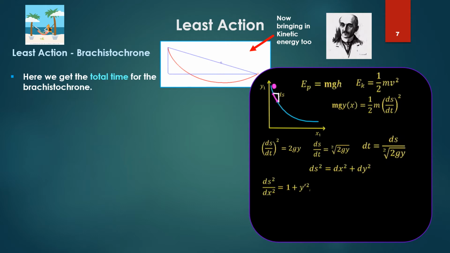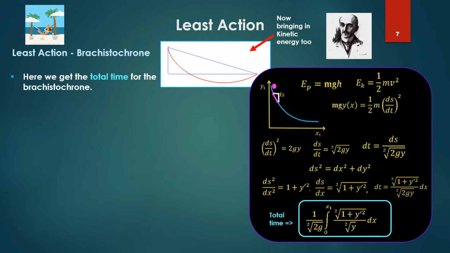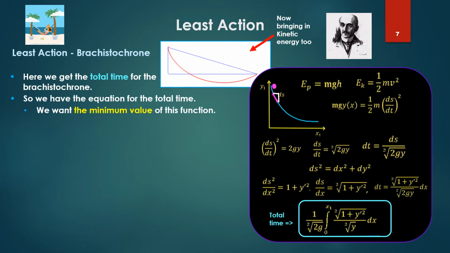And with a little bit of algebraic manipulation, I've decided not even to worry about particularly explaining these, so watch it happen. We're going to end up with an expression for the total time, which looks fairly fearsome, but it's only the integral from 0 to x1 along the full distance of that curve, expressing the total time thereof. So given we have the equation for total time, we want to find the minimum value of this function.